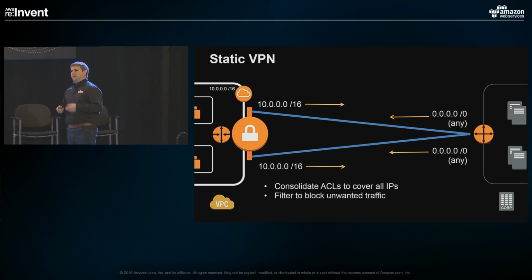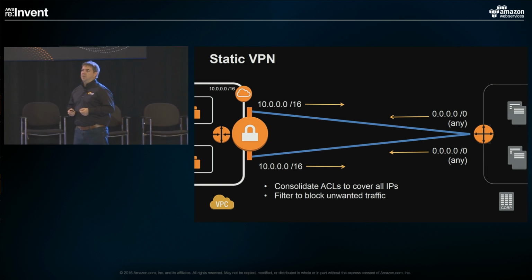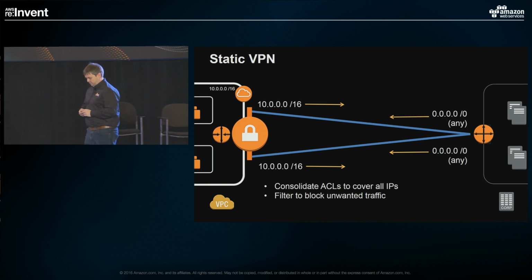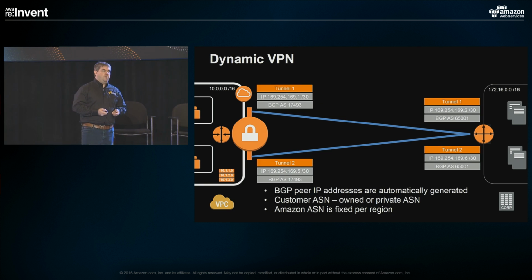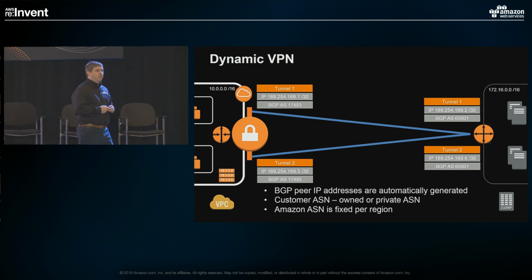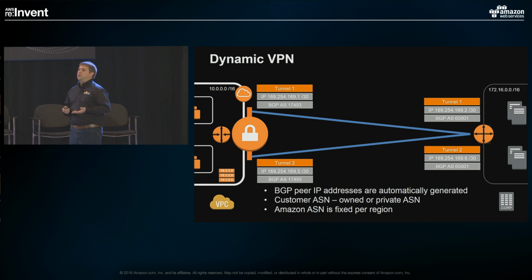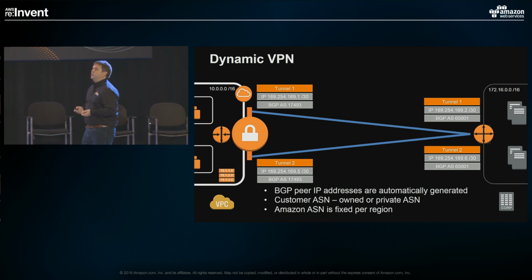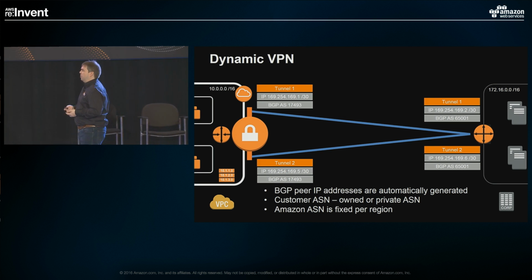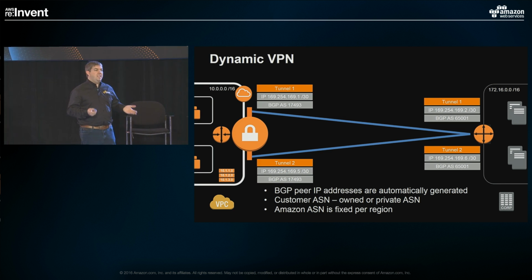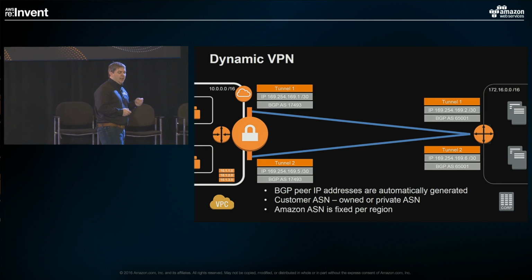Because we need to go back to the fact that we support these 4 security associations across the 2 tunnels. Now, what about a dynamic VPN? Dynamic VPN, again, has the 2 endpoints on the AWS side, but this time, instead of specifying which IP addresses are reachable on each end of the connection, we use BGP, a routing protocol, to announce those routes between each end, between each location. So in this case, we're going to have the 2 tunnels.